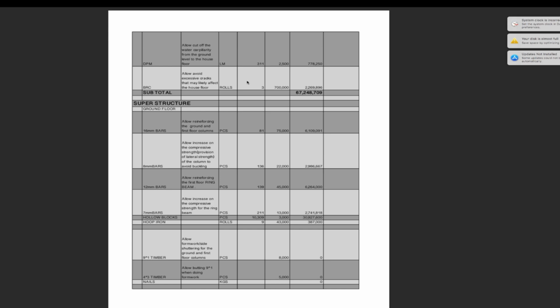Now the subtotal for all the substructure materials that we used to build the substructure amounted to 67,248,700 shillings. That enabled us to buy all the materials that we used under the foundation of this very structure. Yes, that's the bill.